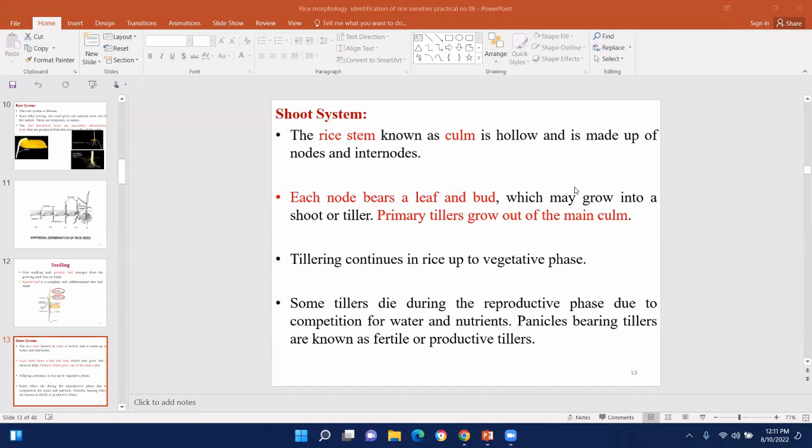The tillers that develop a panicle are called fertile, reproductive, or productive tillers. Others are unfertile tillers. They are not useful for humans, not useful for us. That is dead.